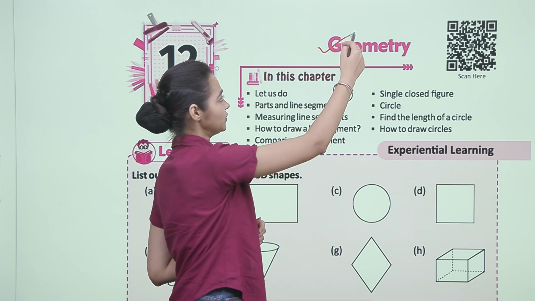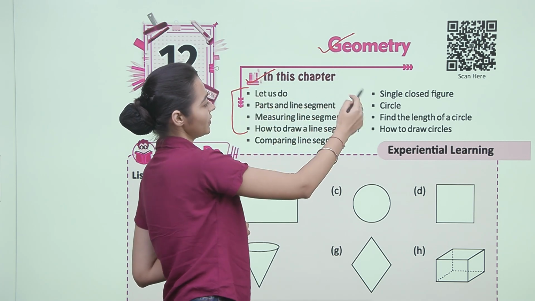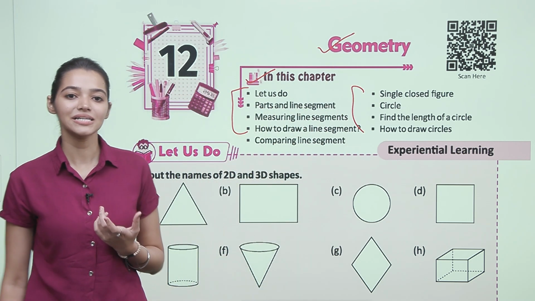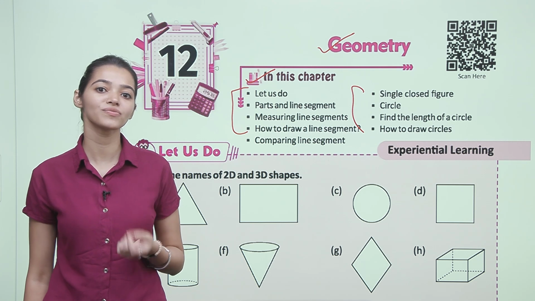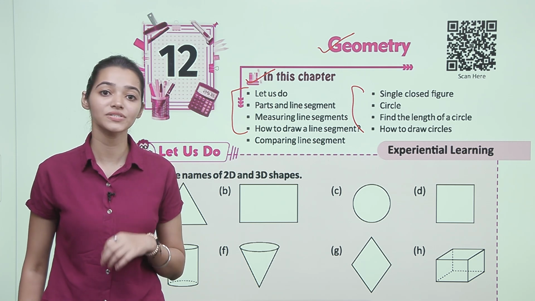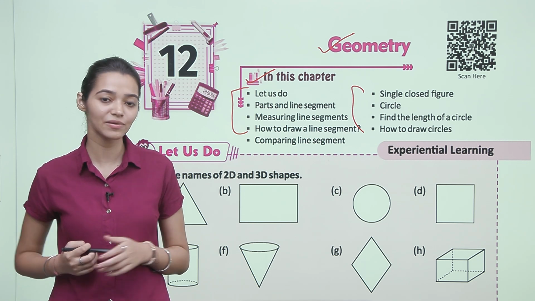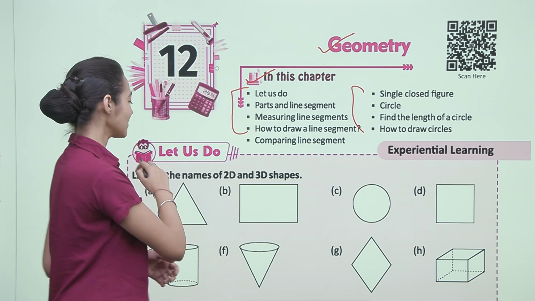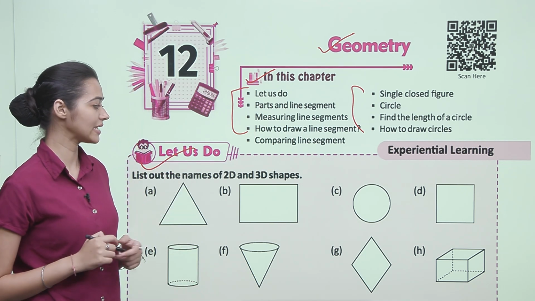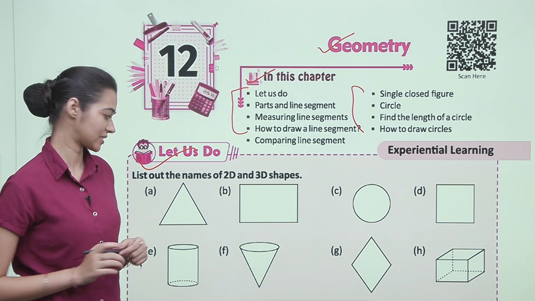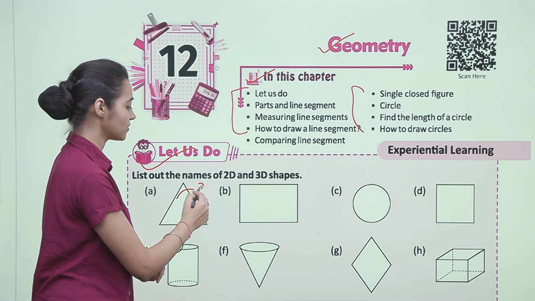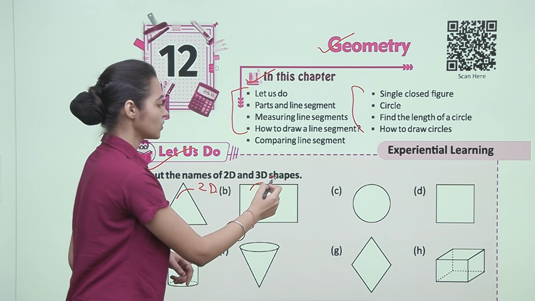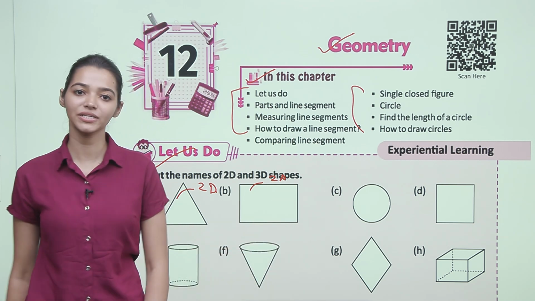Today we will be learning a very interesting and relatable topic, that is geometry. In this chapter, we will learn about points and line segments, simple closed figures, a circle, how to find the length of a circle, how to measure or draw a line segment, how to compare line segments and how to draw circles. Now let's start by listing out the names of 2D and 3D shapes. The first one is a 2D shape, and that's how you have to complete the remaining part.